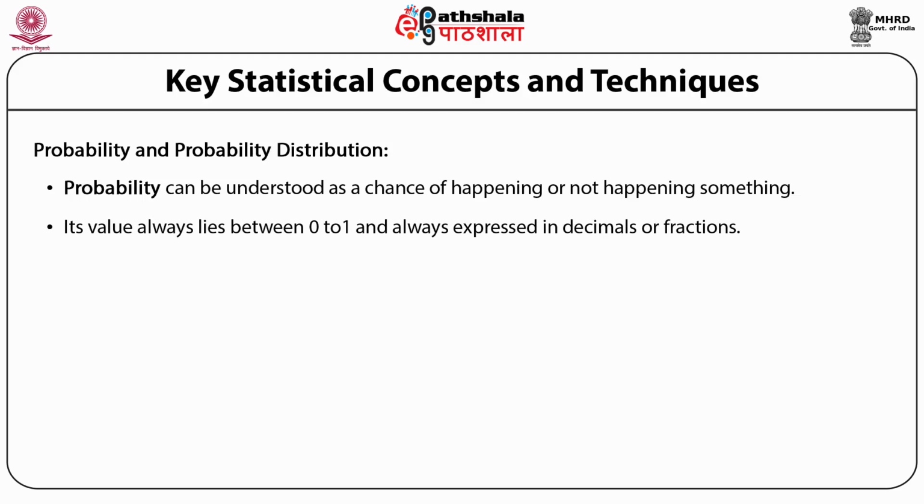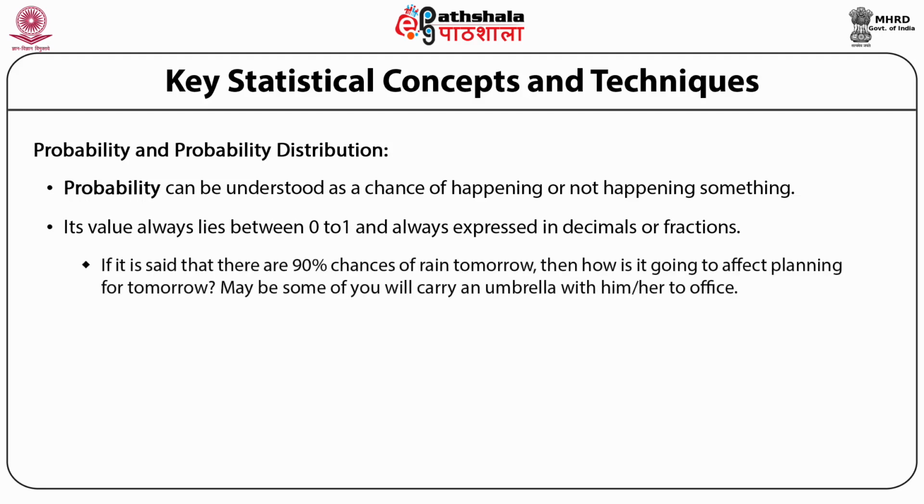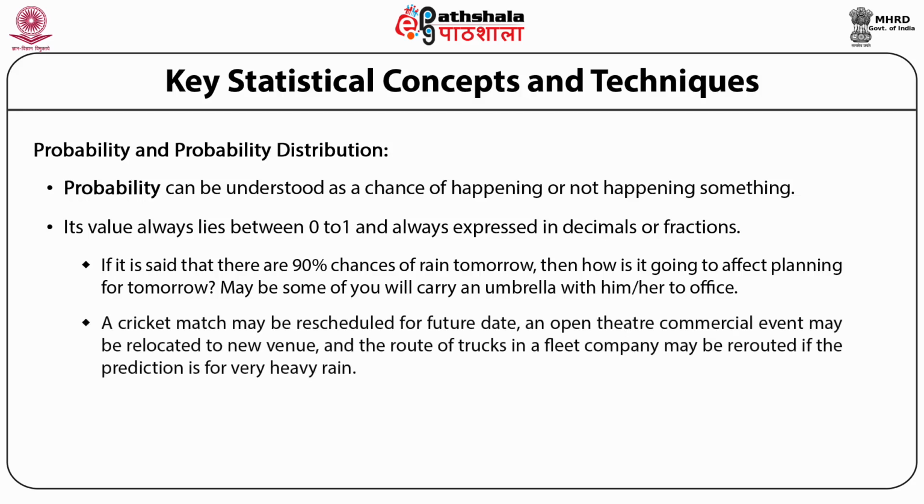For example, if somebody says that there are 90% chances of rain tomorrow, then how it's going to affect your planning tomorrow or company's planning tomorrow? Maybe some of you will carry an umbrella with you to the office. A cricket match may be rescheduled for a future date. An open theater commercial event may be relocated to a new venue. And the route of trucks in a fleet company may be rerouted if the prediction is for the heavy rain in the route.